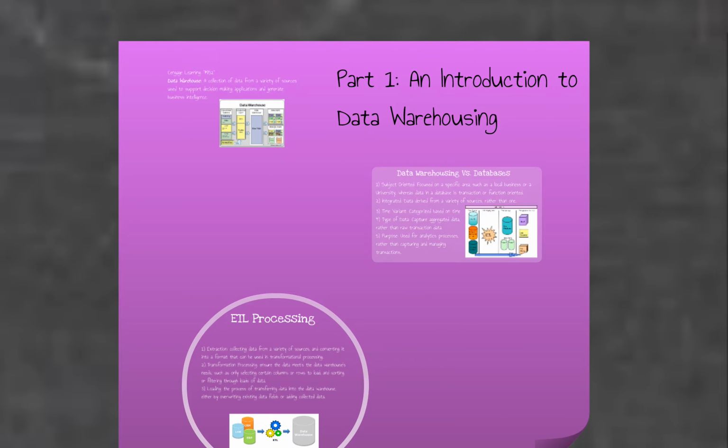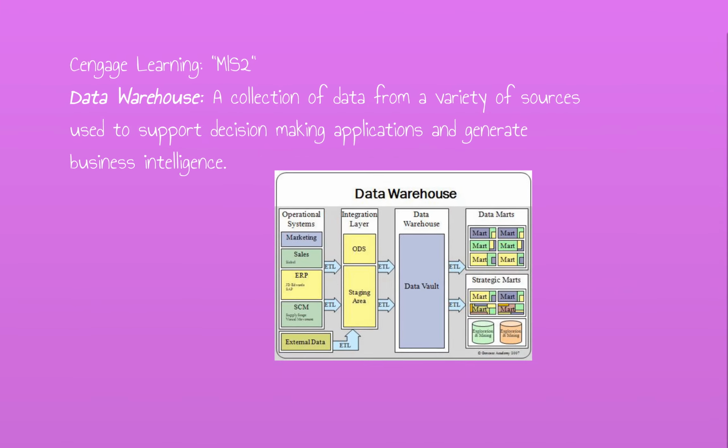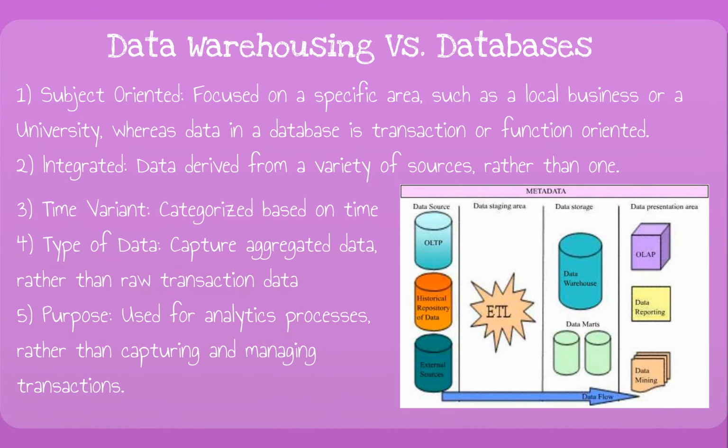According to Cengage's learning textbook by Bidgoli, entitled Management Information Systems, version 2, a data warehouse is a collection of data from a variety of sources used to support decision-making applications and generate business intelligence. Typically, data in a data warehouse can be differentiated from data in a database in that they are, 1. Subject-oriented, meaning that they are focused on a specific area such as home improvement, business, or a university, whereas data in a database is transactional or function-oriented.